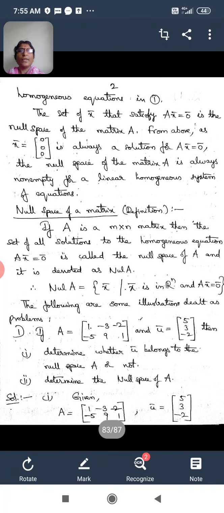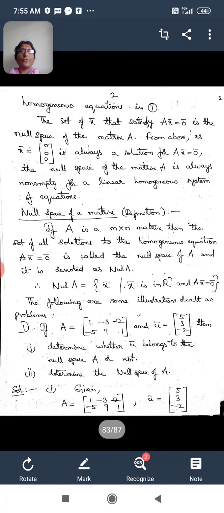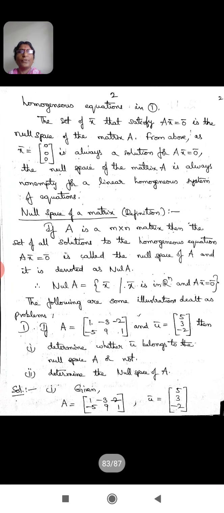So now we can go on to define in a formal way the null space of a matrix. So what is the null space of a matrix? How is it defined? Let us see. If A is an m by n matrix, then the set of all solutions to the homogeneous equation Ax bar is equal to 0 bar is called the null space of A, and it is denoted as null A. So this is the definition of the null space of a matrix.